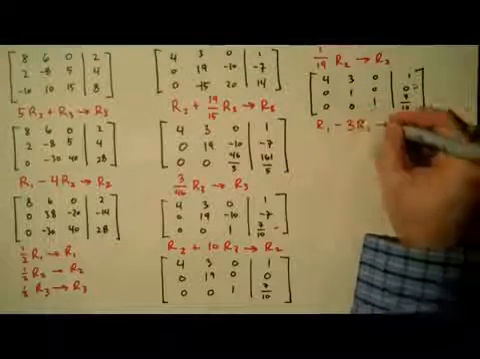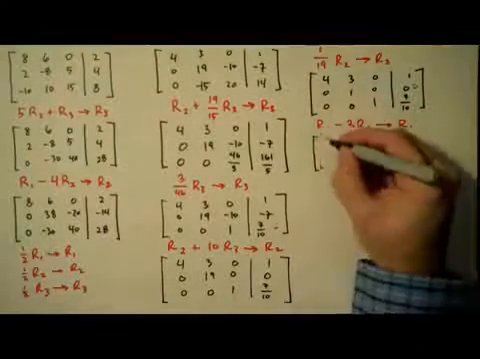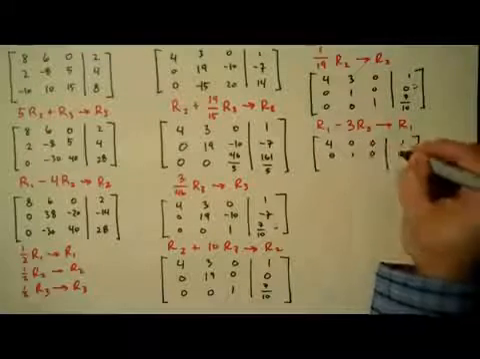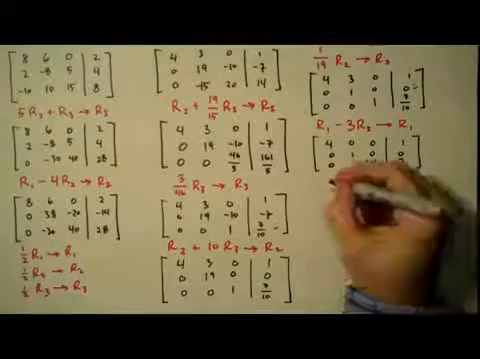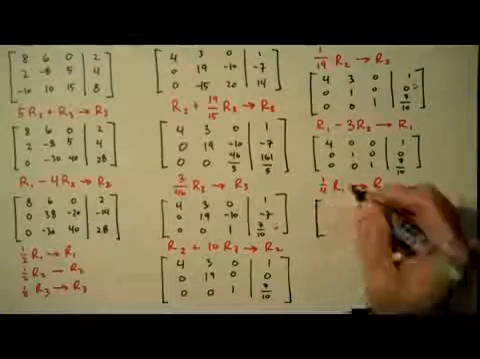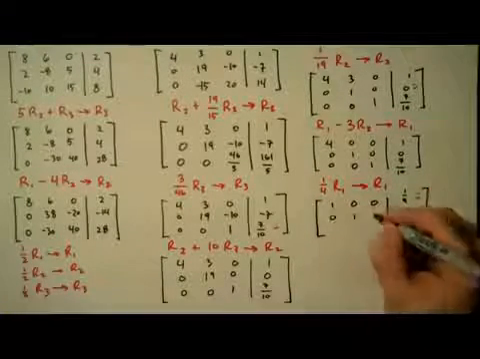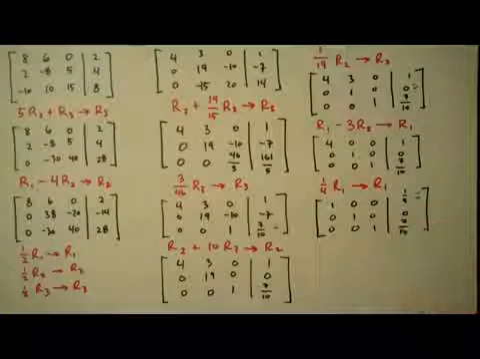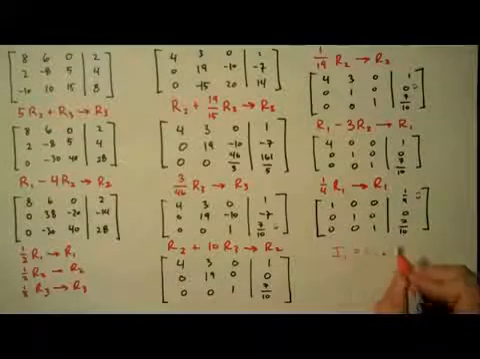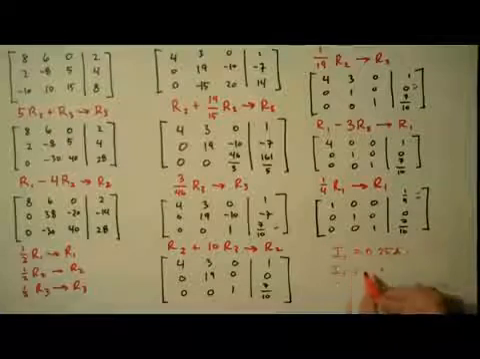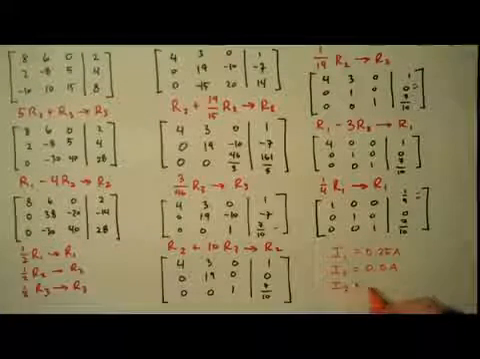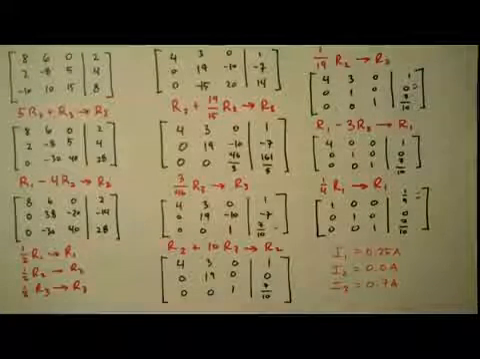Okay, now we're going to take row 1 and subtract 3 times row 2, and replace row 1 with the result. This gives us a 0 in the second column of the first row. We're almost there. Last thing we're going to do, multiply row 1 by 1/4, and then our matrix is in row-reduced echelon form. Okay, summarizing our results, we have I1 is equal to 0.25 amperes, I2 is equal to 0 amps, and I3 is equal to 0.7 amps.